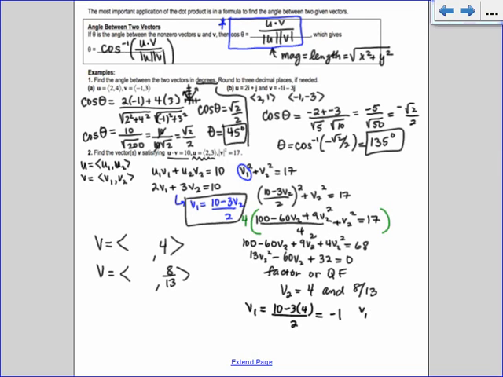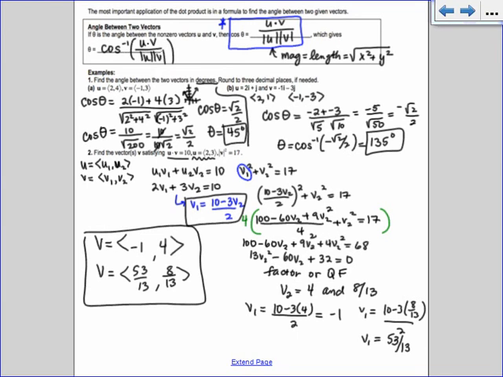And for the other one, v1 would be 10 minus 3 times 8 over 13 all over 2. And for that one, it ends up being 53 over 13. Okay, so we get -1 and 53 over 13. But both of these are my solutions.